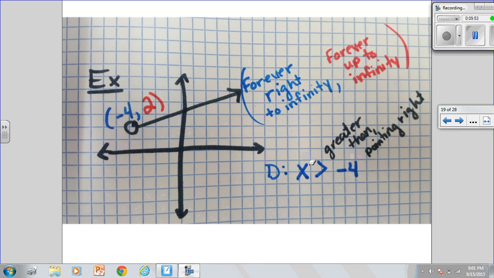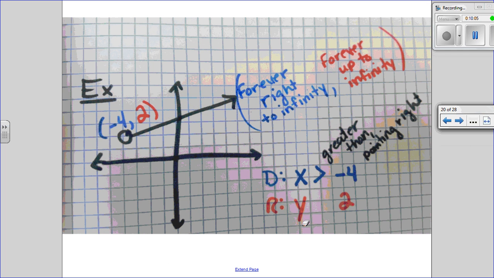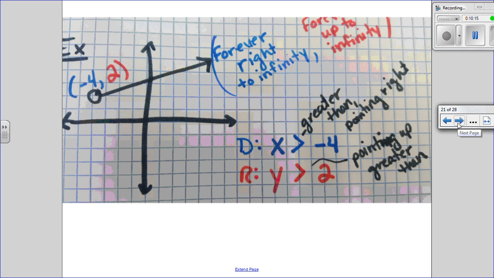If you have questions on this part, please let me know. I can try to demonstrate it a little bit differently if you don't understand. Okay. With the range, very similar. Since there's only one number involved, we put our y, we put one number, which is a 2. And since this one is going up, that means it's bigger than it, right? So since it's bigger than 2, it's also greater than, pointing up, greater than, okay? If you have questions, again, please let me know.